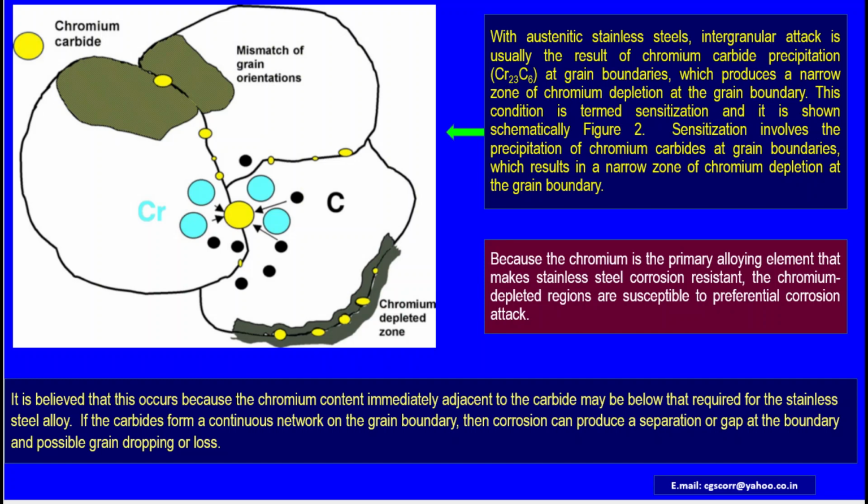Because chromium is the primary alloying element that makes stainless steel corrosion resistant, the chromium depleted regions are susceptible to preferential corrosion attack. In turn, it is called intergranular attack. It is believed that this occurs because the chromium content immediately adjacent to the carbide may be below that required for the stainless alloy to resist corrosion. If the carbides form a continuous network on the grain boundary, then corrosion can produce a separation or gap at the grain boundary and possible grain dropping or loss.